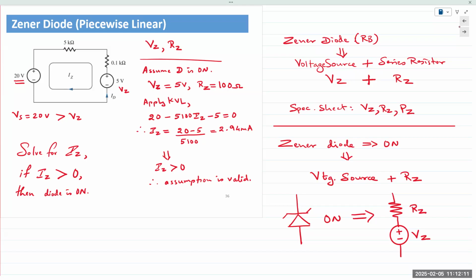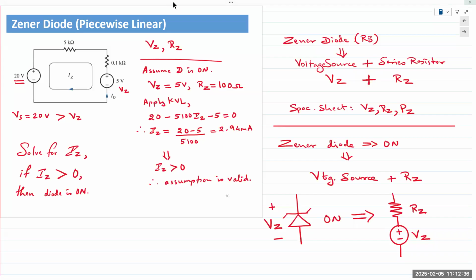Now, obviously, RZ is a model, right? It's a model similar to the diode resistor, RD. It is part of the Zener diode. We cannot separate it out. It's not a physically separable component.